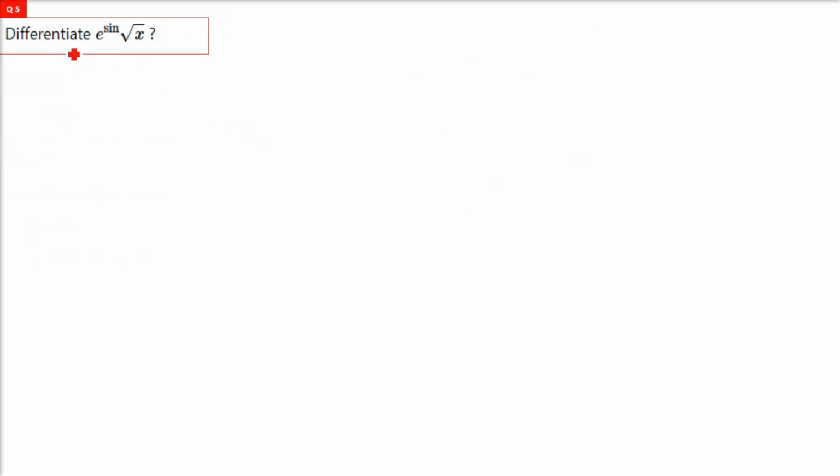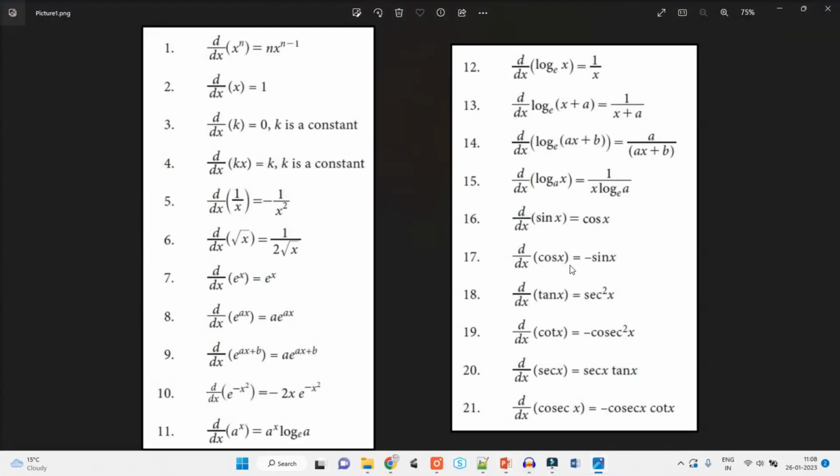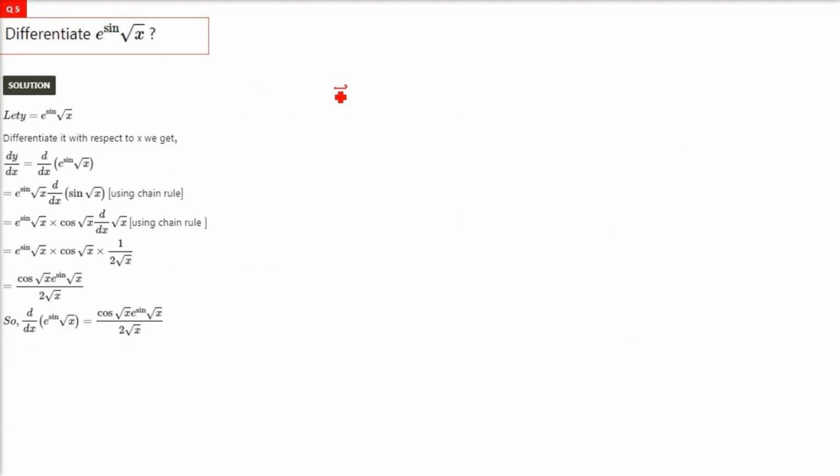This is e to the power sine root x. Assume the power to be theta or y. The differentiation of e to the power x is simply e to the power x. There is no change. Whatever is there, you just have to write that. So d by dx of this whole expression will be the same thing, e to the power sine root x. Then you have to differentiate sine root x.